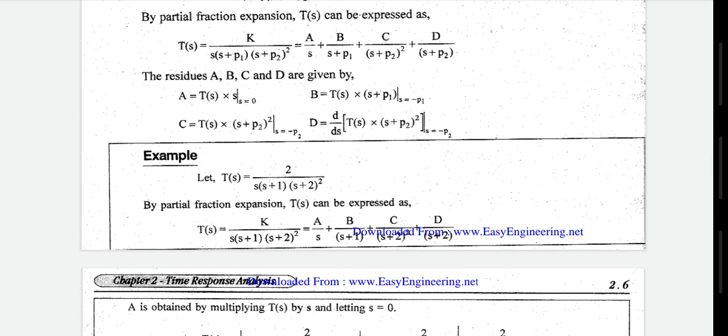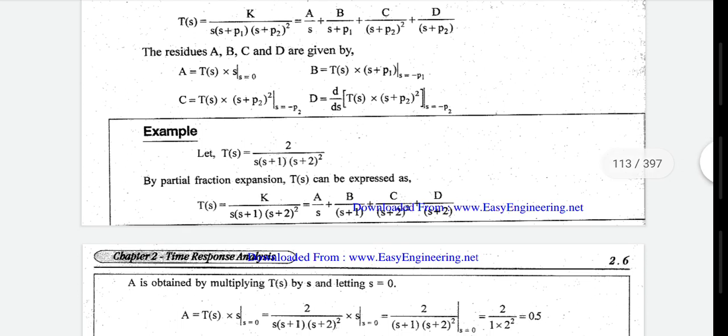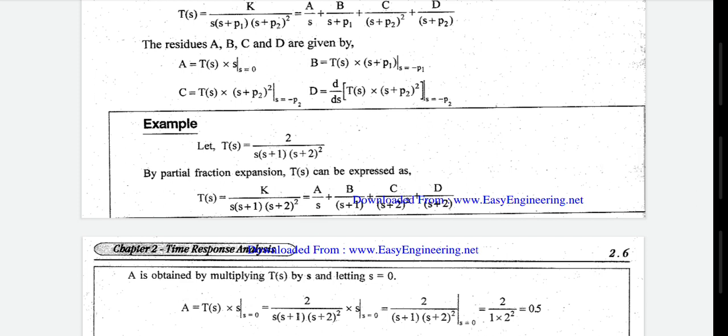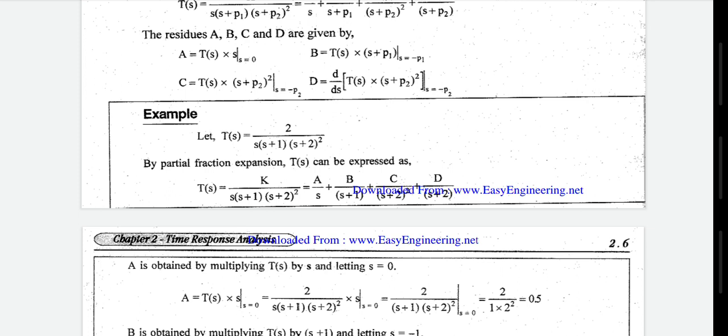Similarly, what is the third residue value? C. C is equal to transfer function T of S into S plus P2 whole square by letting S is equal to minus P2. Okay, similarly, now this is the fourth residue value. So this is somewhat tricky. So D is equal to, to find the D residue you have to consider the differentiation of the repeated pole residue, that is d by ds of T of S into S plus P2 whole square by letting S is equal to minus P2.